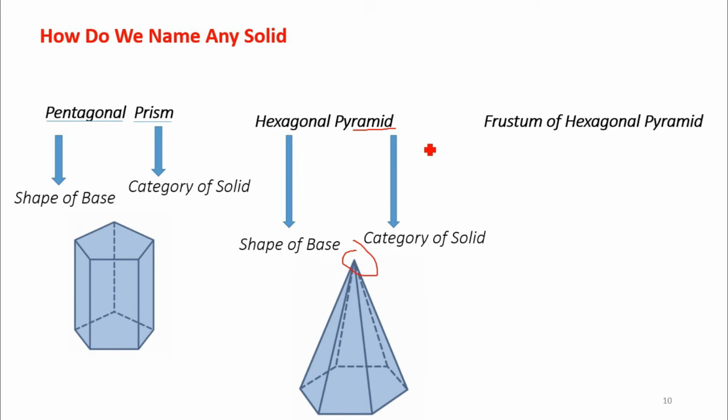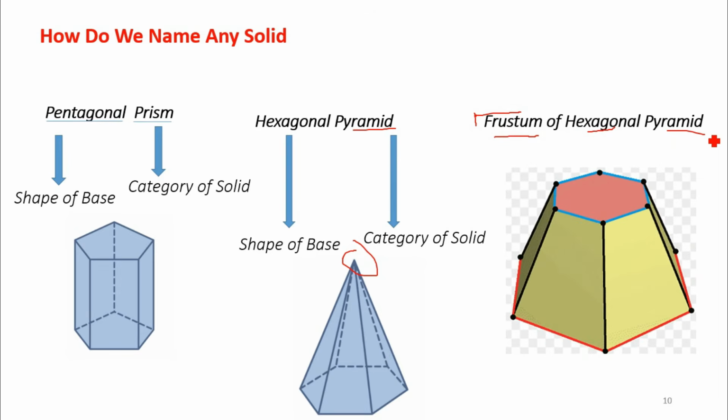We take one more example, frustum of hexagonal pyramid. Now an additional word is there, that is frustum. What is the frustum? When we cut a solid parallel to the base, with the shape of base hexagon and category pyramid, we can say this is the frustum of hexagonal pyramid. Hexagon at the base, we have cut the object parallel to the base, and the remaining part is known as frustum of hexagonal pyramid, because initially it was a pyramid, it had an apex which has been removed from the object. So the category of solid is the pyramid.